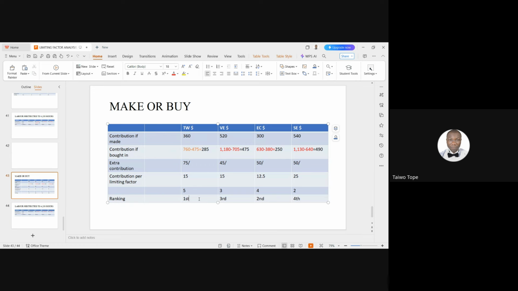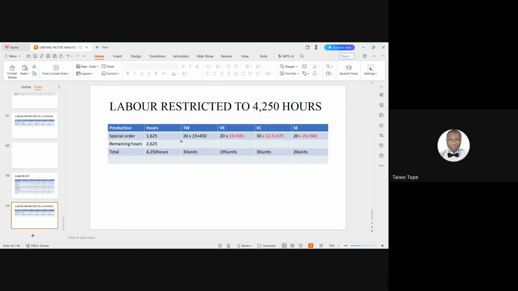TW, fine. So now we have overall 100% of TW is 300. We've produced 30 as special order. We are left with 270. But do we have the hours to produce 270? The answer is no.